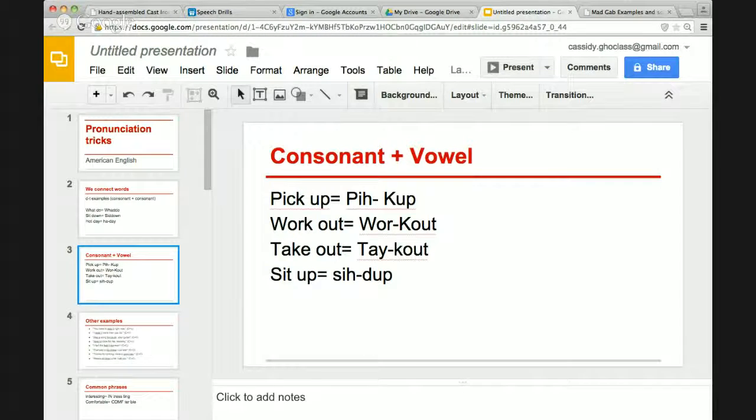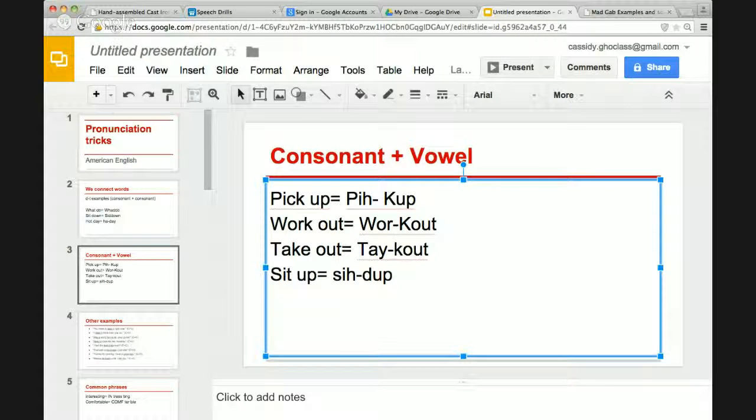So instead of saying pick up, we say pick up. Pick up. Workout. Workout is workout. Take out. Take out. Pick out. Good. Next one, sit up. Sit up. Now, I forgot the most important one. Shut up. Shut up. That's really good.